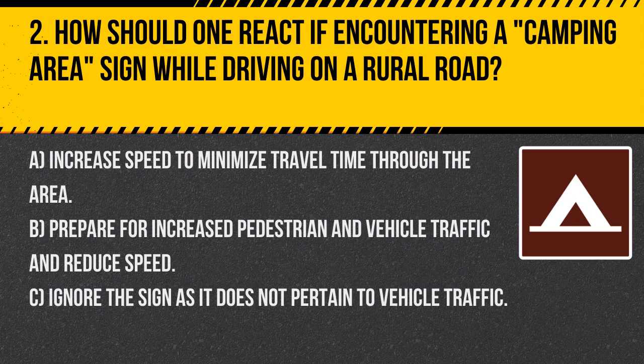Question 2. How should one react if encountering a camping area sign while driving on a rural road? A. Increase speed to minimize travel time through the area. B. Prepare for increased pedestrian and vehicle traffic and reduce speed. C. Ignore the sign, as it does not pertain to vehicle traffic.